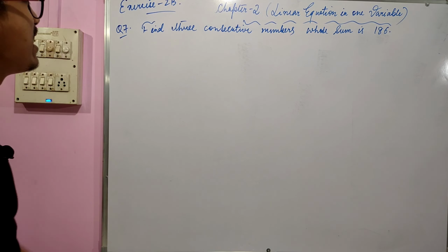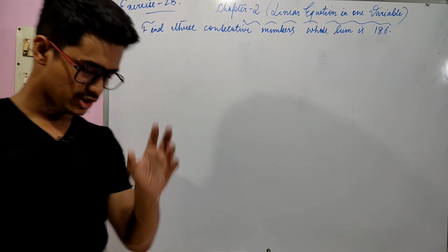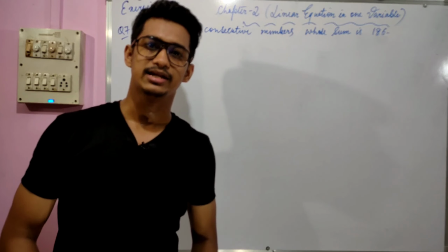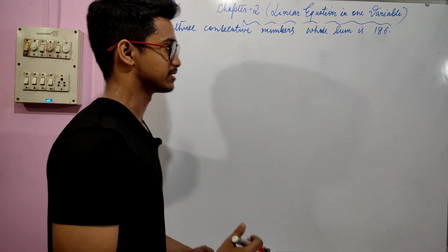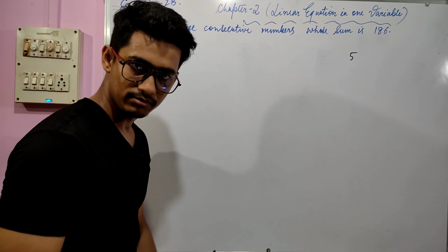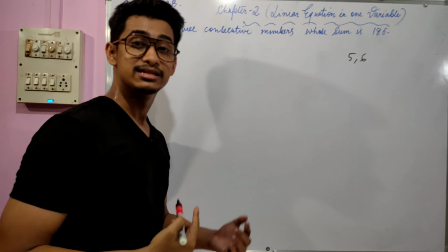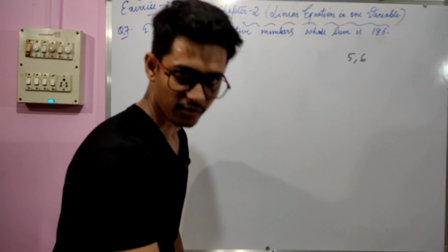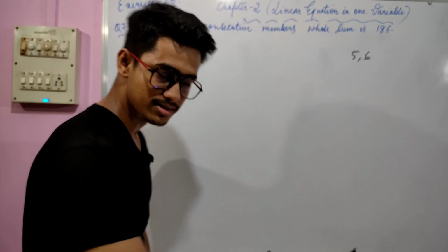What is that question? Find 3 consecutive numbers whose sum is 186. So first of all, let's understand what this term means. Consecutive means the next terms. So let's say if 5 is there, what is the consecutive number of 5? 6. 6 is the consecutive number of 5. That is, the next number of 5. So if I want to know the next number of 6, that is 7.